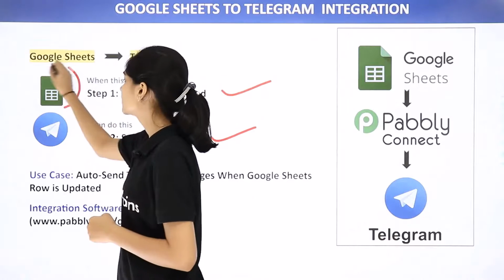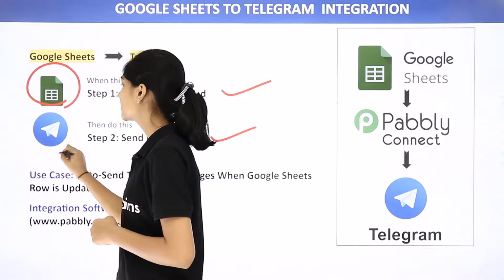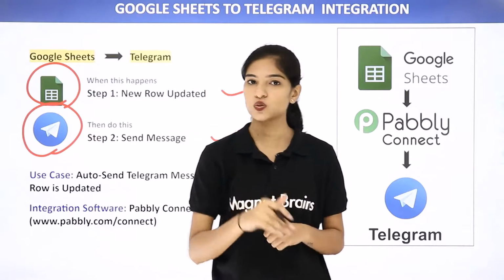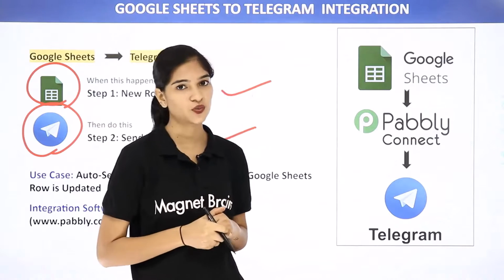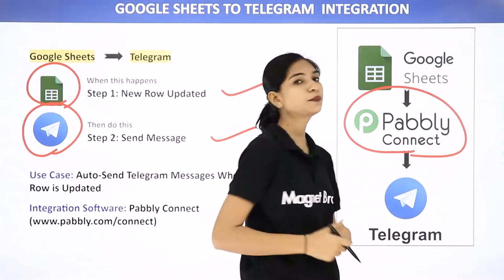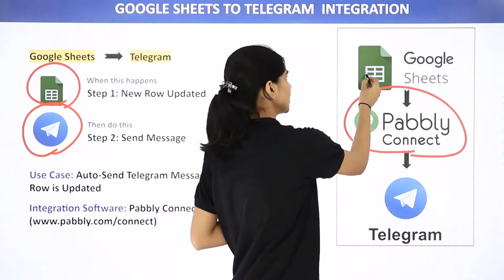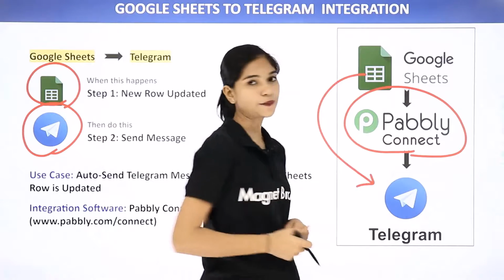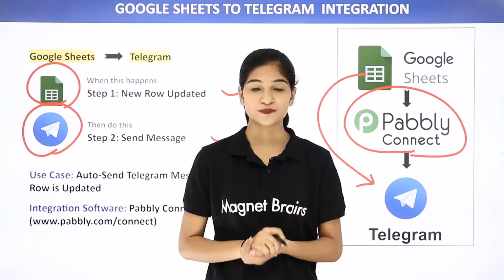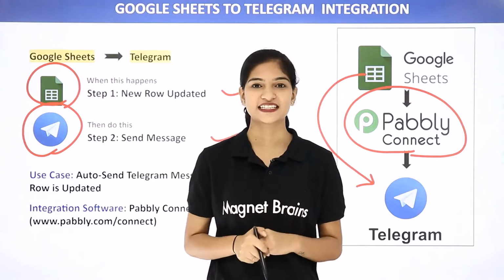Google Sheets is an online spreadsheet program, whereas Telegram is a messaging software. The issue here is that Telegram and Google Sheets don't have any integration between them, and that is why we are going to use Pabbly Connect, a third-party software, to send data from Google Sheets to Telegram. The best part is that you don't require any knowledge of coding. So let me show you this on my screen.